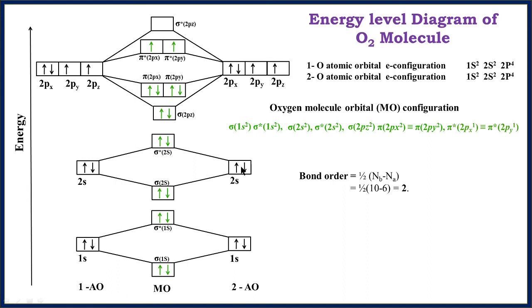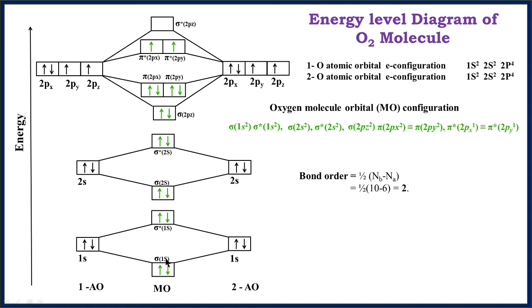This energy is lesser than the atomic orbitals, so this is bonding. This is anti-bonding. So these three are the bonding molecular orbitals. These have lesser energy compared to the atomic orbitals, and these three have higher energy, so these are anti-bonding molecular orbitals. Now we have to consider the number of electrons present in bonding molecular orbitals minus the number of electrons present in anti-bonding molecular orbitals.